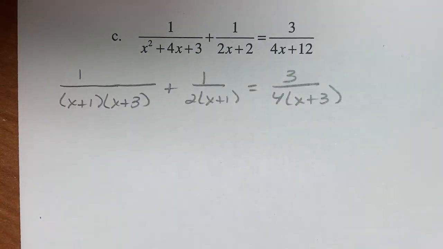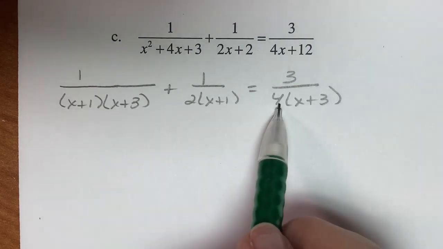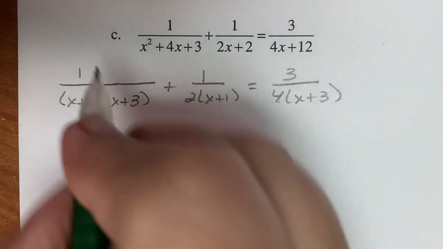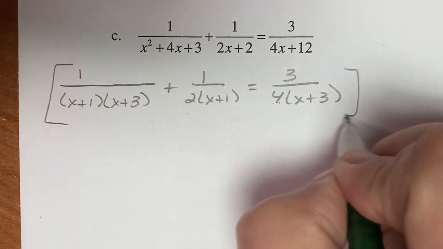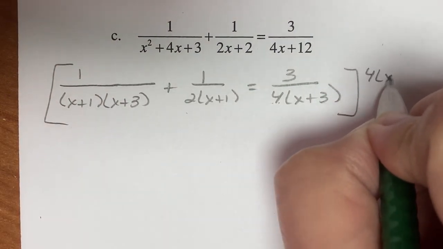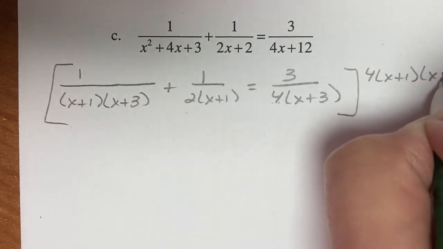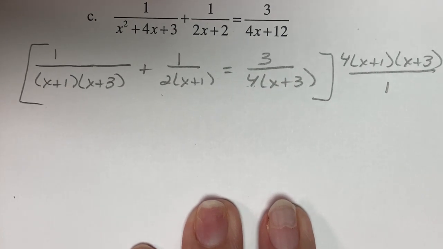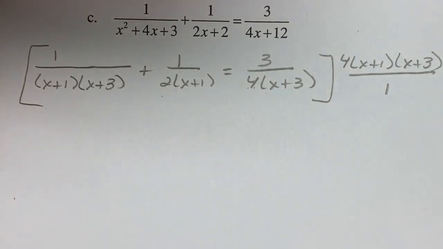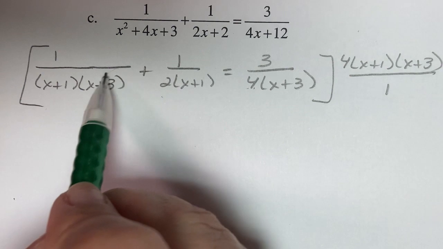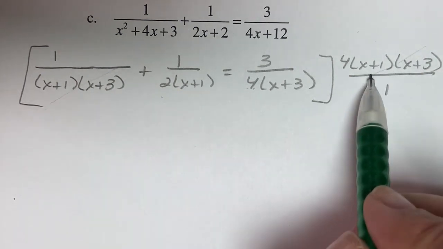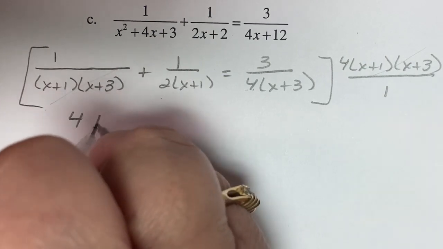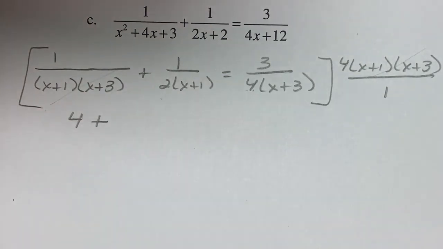So my lowest common denominator, well, I would need a 4. A 2 isn't big enough. I'd need 4 times x plus 1 times x plus 3. And remember what I do with that. I'm going to multiply every term by that lowest common denominator to help me cancel out the denominators. So if I do this first term, x plus 1 and x plus 3 are going to cancel, and I'm left with simply 4 times 1, which is 4.